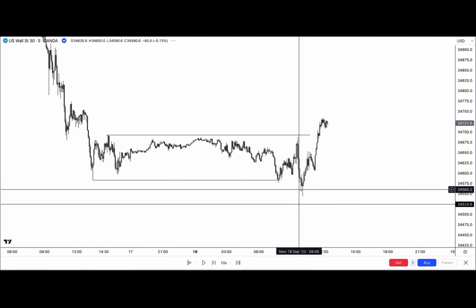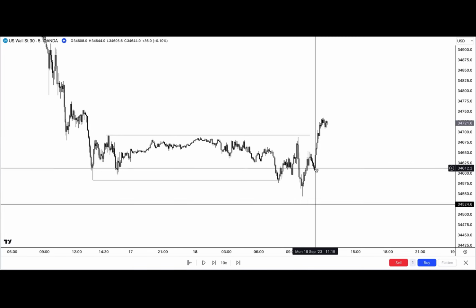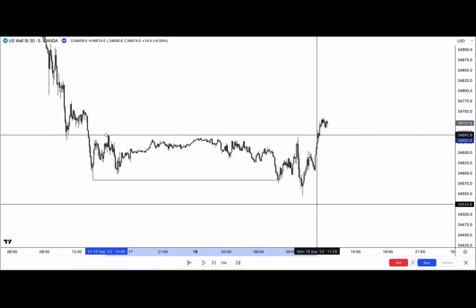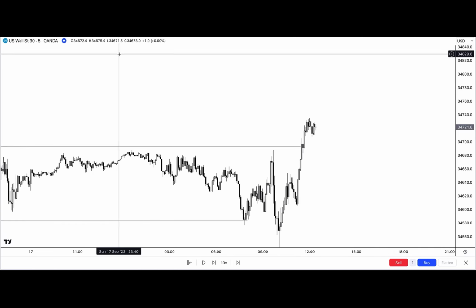Going to the 5-minute here. Price went bullish all the way up, respected the highs, inducing sellers. False reaction down, and then a bullish move to the upside, clearing all of that liquidity and trapping all of those sellers. Okay, that's the important part here.